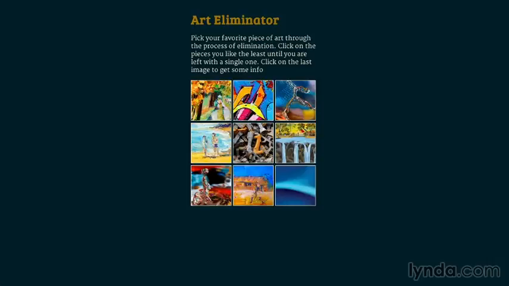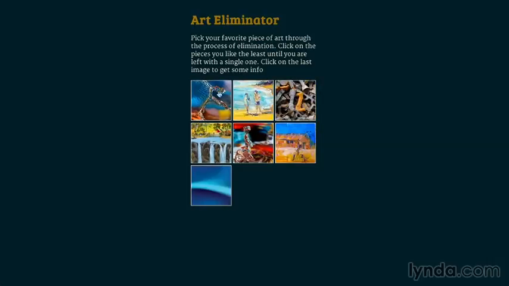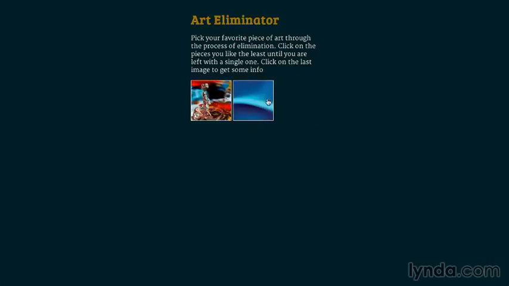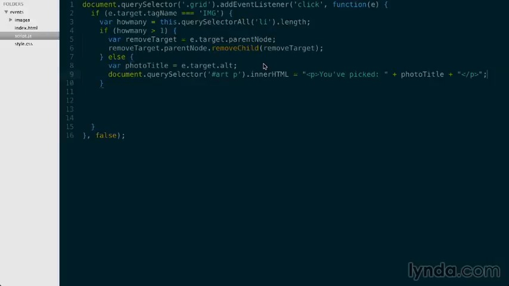Let's refresh this page and just pick a piece of art that we like. I really love these water art. There's another one right here. I'll pick that one instead. So we pick the last one, click on it, and our paragraph now changes, and it tells us which art piece we've picked. That's working pretty well. Let's go ahead and clean this up a little bit.